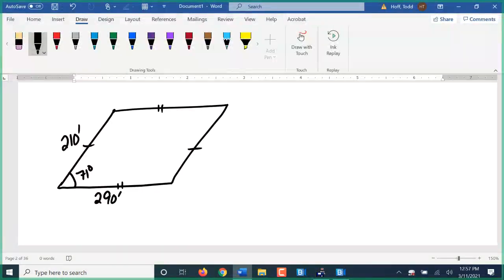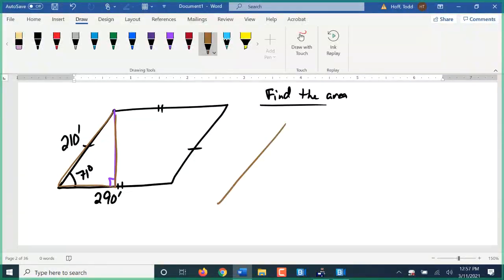To find the area, we would need to know the height of that parallelogram. To find that height, we are looking at that triangle that I just drew in there that looks like that. So what we have is this angle here is 71 degrees.